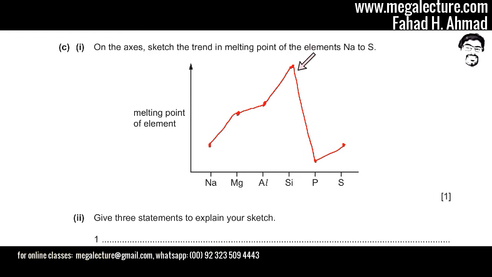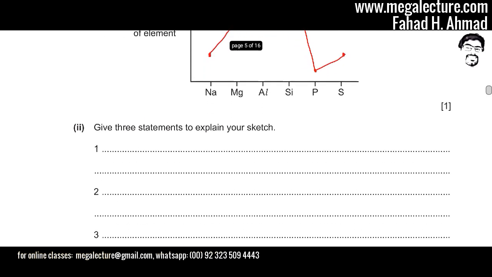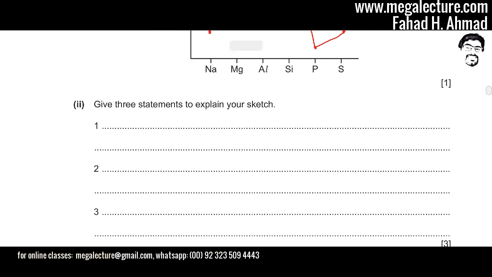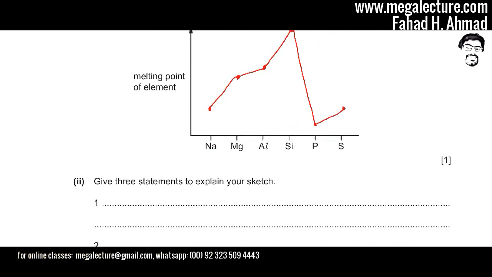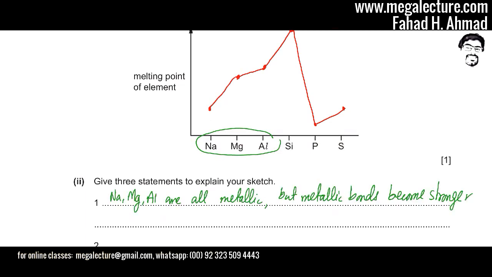Silicon is a giant covalent structure, whereas phosphorus and sulfur are simple molecules, and they are going to have lower melting points. Now, we need to explain this sketch in detail. We have to give three statements to explain our sketch. First, I'm going to comment on the melting point trends of Na, Mg, and Al. The first explanation is for Na, Mg, and Al.